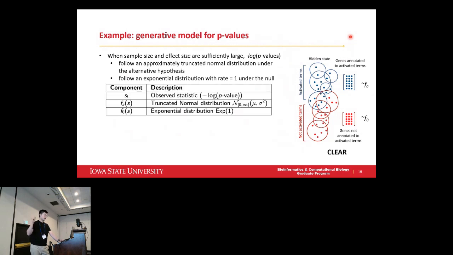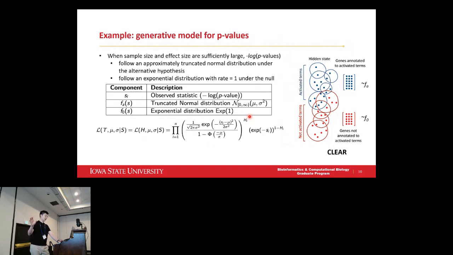So here, our observed statistic will be negative log p, and for the alternative it will be a truncated normal distribution. We use a truncated distribution here because no matter how you draw a normal distribution, there is always a part that falls on the negative interval, but negative log p is always positive. So we get rid of the negative part and scale the positive part accordingly. And for the null, we use the exponential distribution, which follows from the definition of p-values.